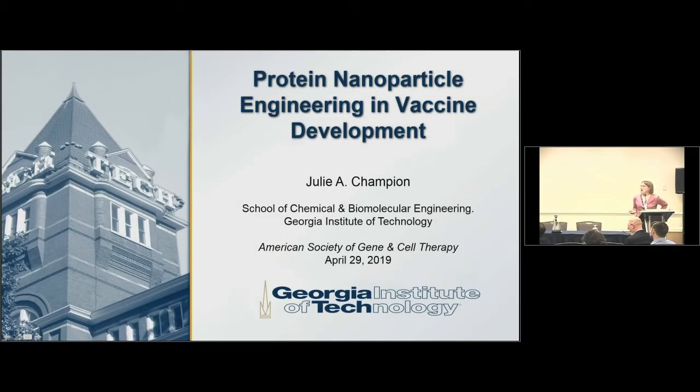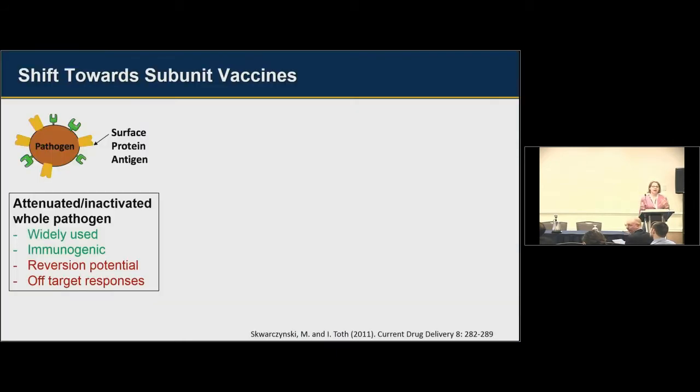Today I'm going to talk about protein nanoparticle engineering for vaccine development, and really just to give a little bit of background on the shift in vaccines from the typical vaccines that most of you have gotten and are still getting, from live, inactivated, or killed viruses or pathogens, towards subunit vaccines.